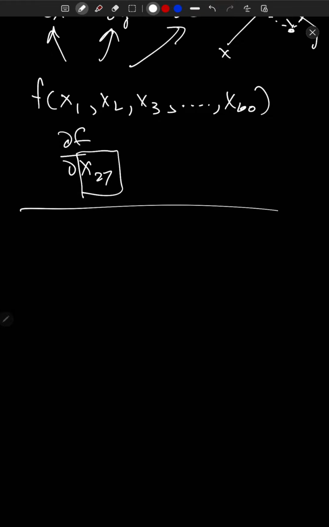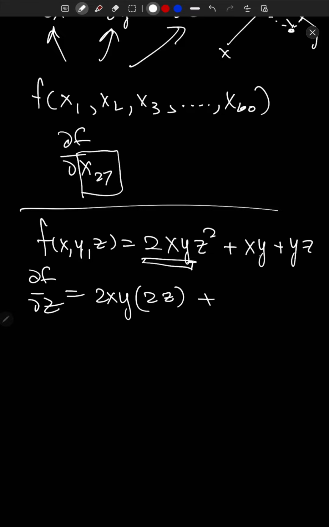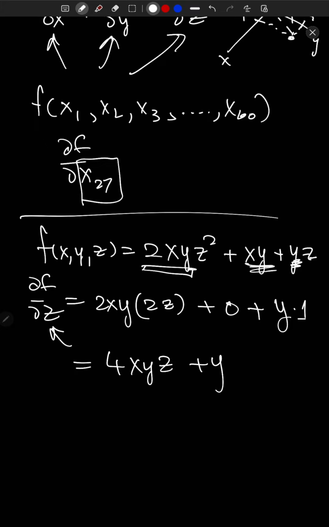So just one more quick example. If I had f(x,y,z) equals, for example, 2xyz squared plus xy plus yz, then df dz would be equal to 2xy, that's just a constant, so 2xy. z squared, derivative of that is 2z. Plus x times y, well, x and y are constants when we're doing df dz, so plus 0. And then plus, again, y is a constant, so just y times the derivative of z with respect to z, which is just 1. So this is just going to be 4xyz plus y.